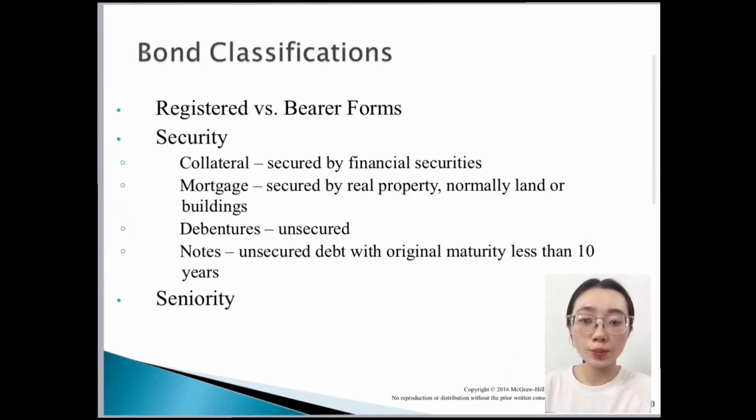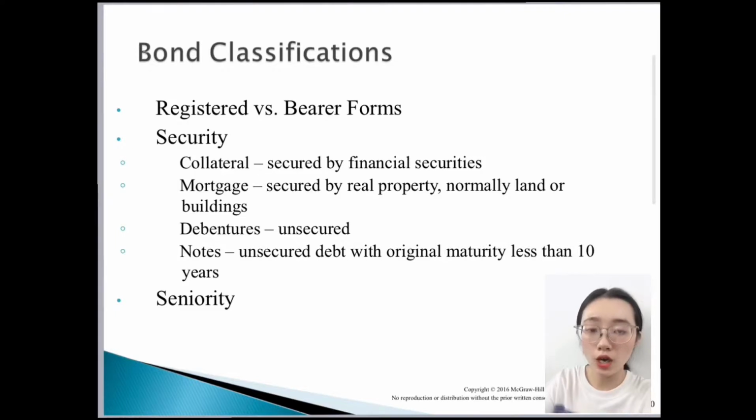And now we move to bond classification. The first thing is that the bond needs to be in either registered form or bearer form. The corporate bond is usually in registered form. In contrast, the bearer form is rarely used because it has some risks. Firstly, it's very difficult to recover if it is stolen or lost. Second, the company does not know who the owner of the bond is.